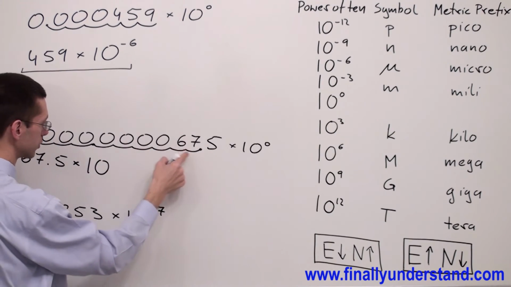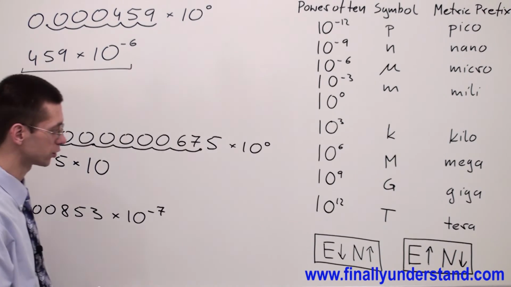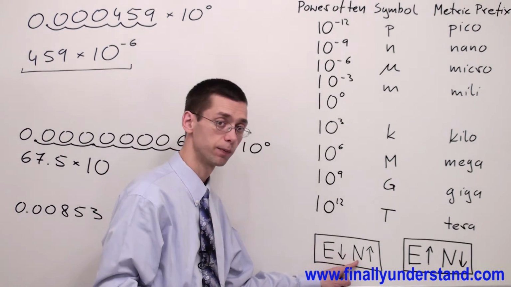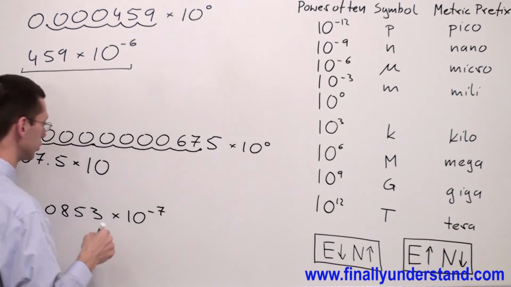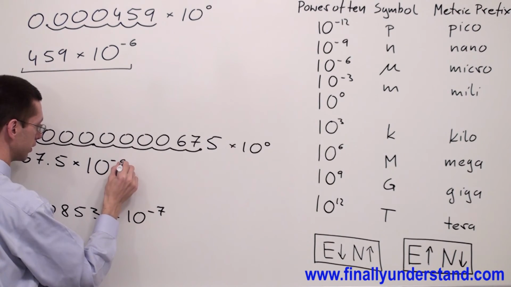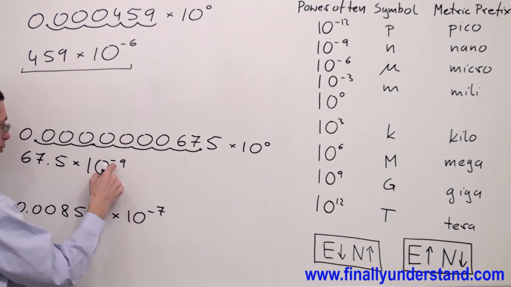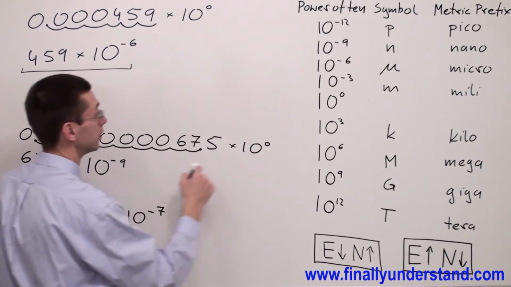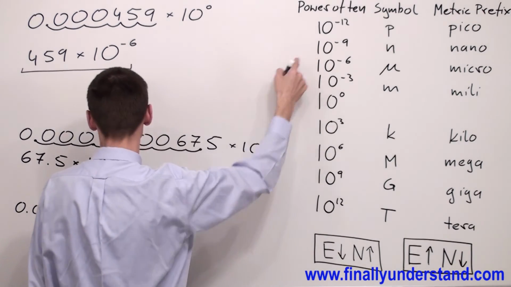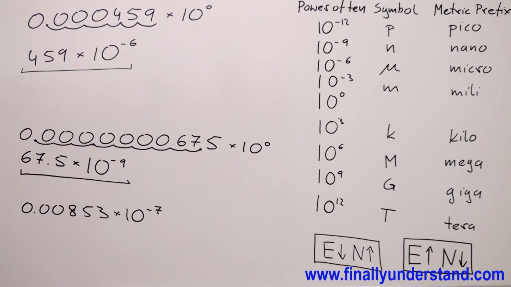3, 6, 9. Okay, my number got bigger, so the exponent has to get smaller. Number got bigger, exponent has to get smaller. Okay, so I'm going to have -9. Why? Because 0 minus 9 gives me -9. This number is between 1 and 999. I get this power of 10, so this is the solution to my problem. Let's take a look at the third example.